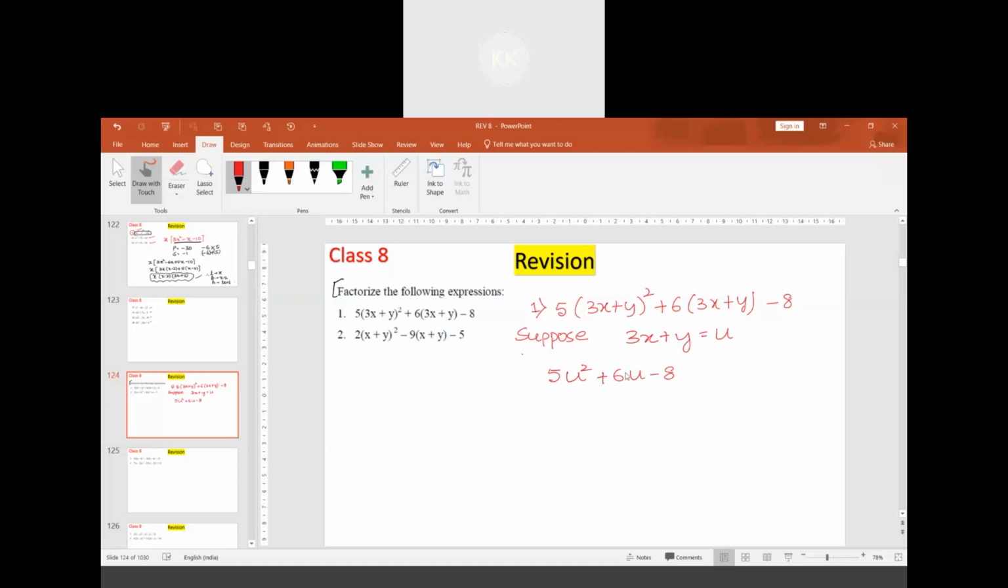This can be factorized. How to factorize this one? u as common. Sum is positive 6. Product is negative 40.